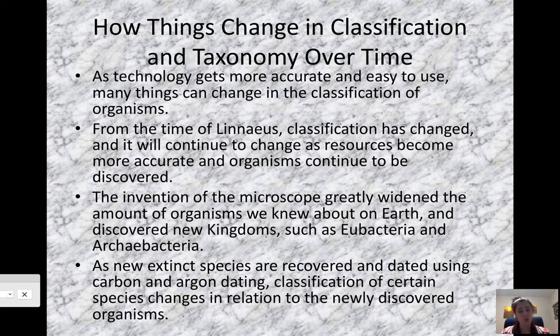Okay, so new extinct species can be recovered using carbon and argon dating because we find fossils we've never seen before, and those species can help us in relation to newly discovered organisms. So maybe something will change based on a newly discovered organism that we find. You just never know. So it's really important to keep up on that because things can change, and it's a really good idea to keep up with that.